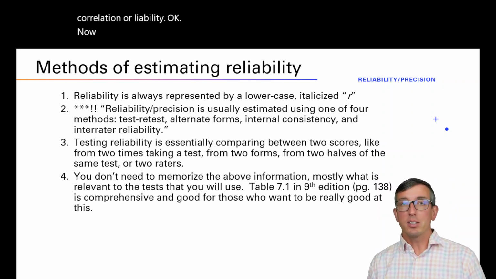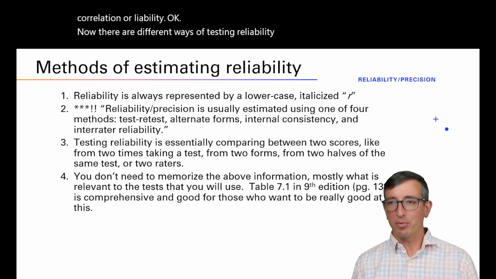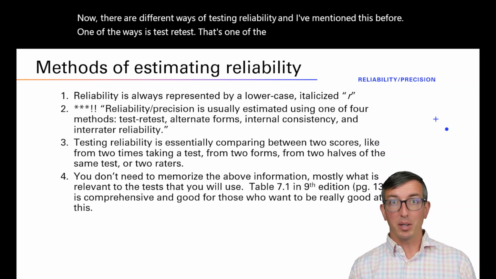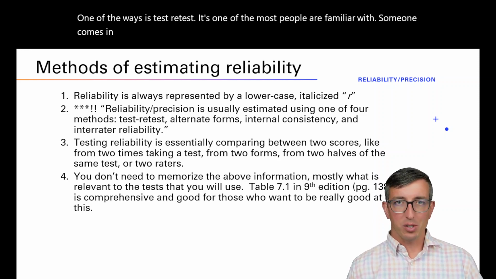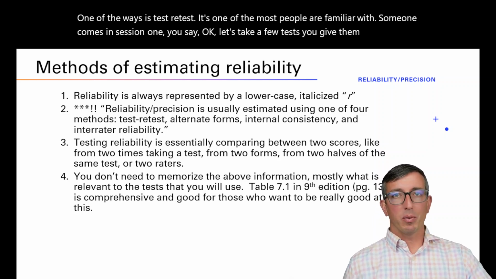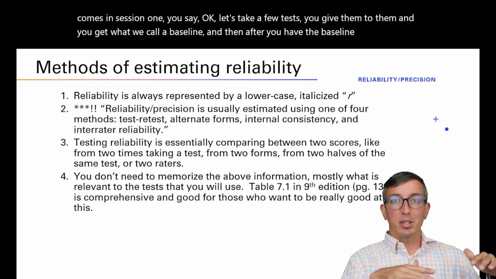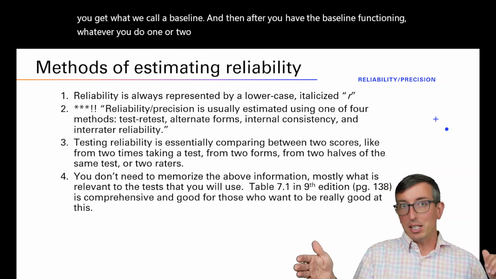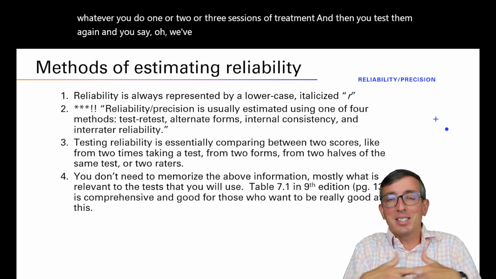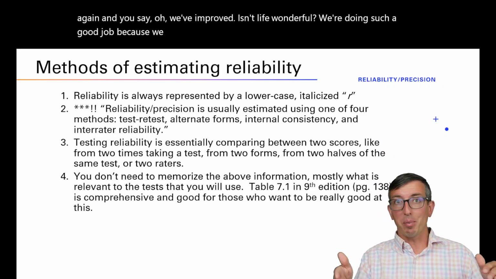Now, there are different ways of testing reliability, and I've mentioned this before. One of the ways is test-retest. That's the one that most people are familiar with. Someone comes in, session 1, you say, okay, let's take a few tests. You give them to them and you get what we call a baseline. And then after you have the baseline functioning, you do 1 or 2 or 3 sessions of treatment, and then you test them again and you say, oh, we've improved. Isn't life wonderful? We're doing such a good job because we retested and you got better.